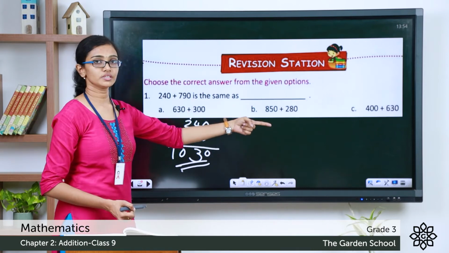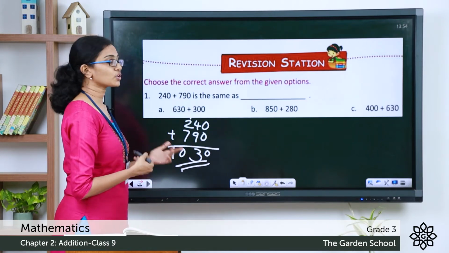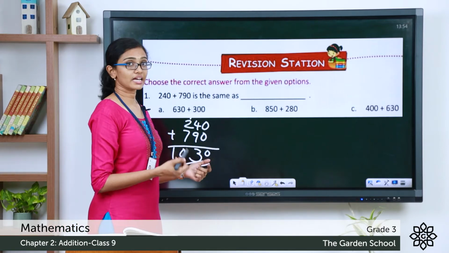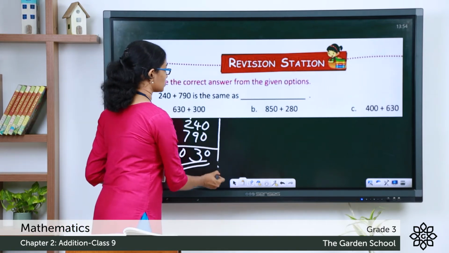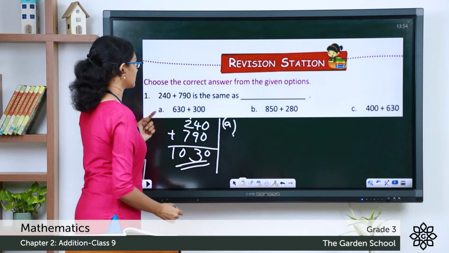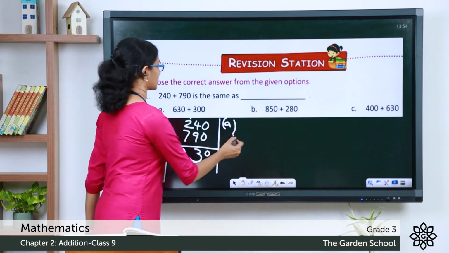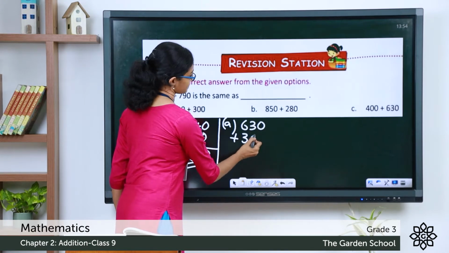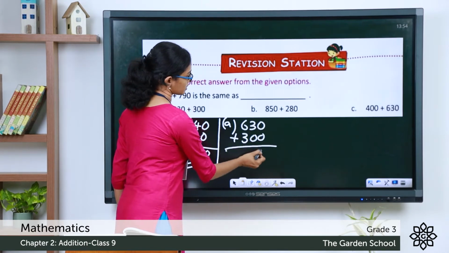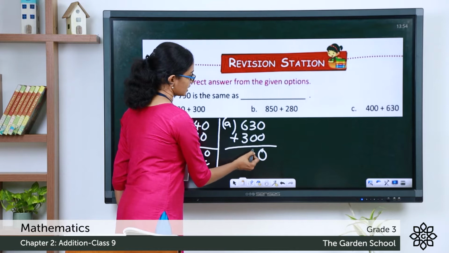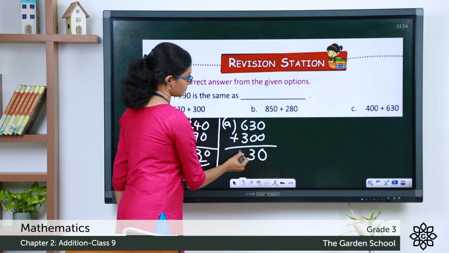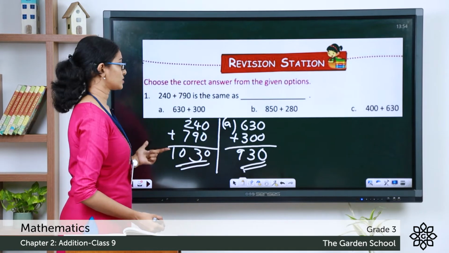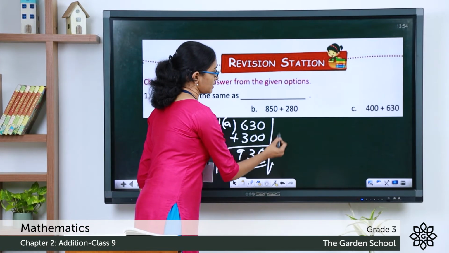From these options, we have to find out which combination of addends give the same sum. Let's try the addition of each of these options. So, option A, 630 plus 300. Let's find out what is the sum in that case. Here, 0 plus 0, 0. 0 plus 3 is 3. 3 plus 6 is 9. So, is A the correct answer? No, it's not.